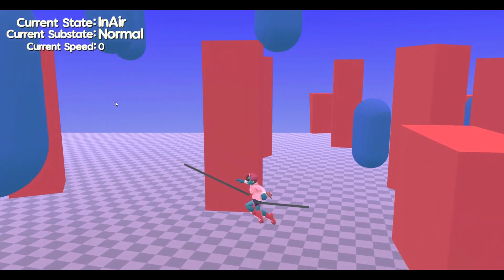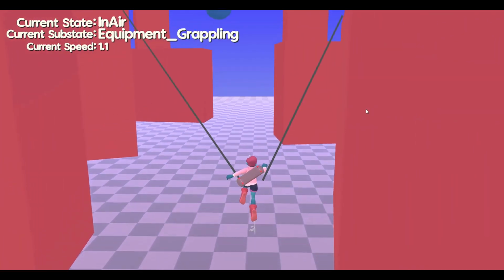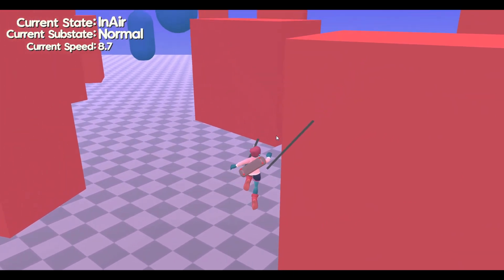So if I want this to be less intense, I can just multiply by 0.5, or if I want this to be more intense, I can multiply by 2. It doesn't really matter too much. It just returns a value between 0 and 1.